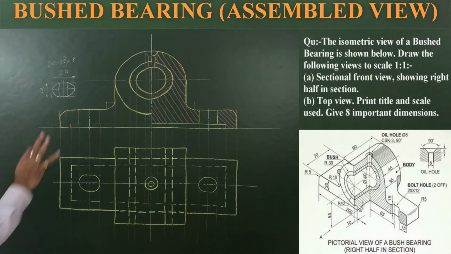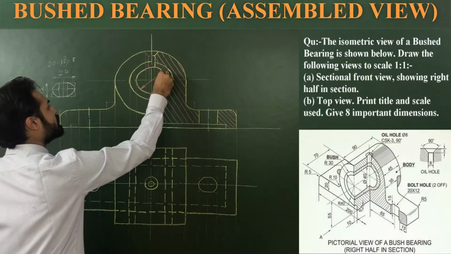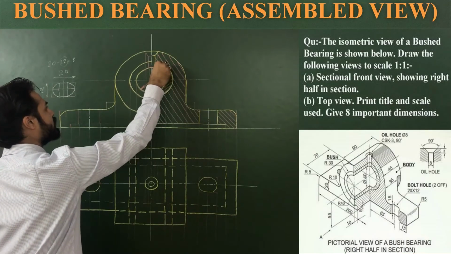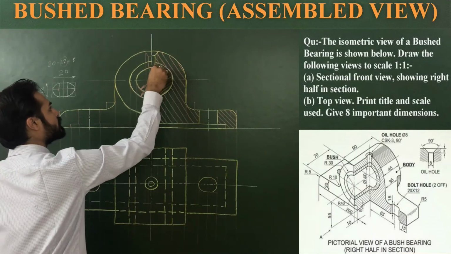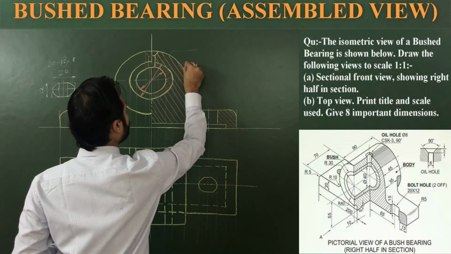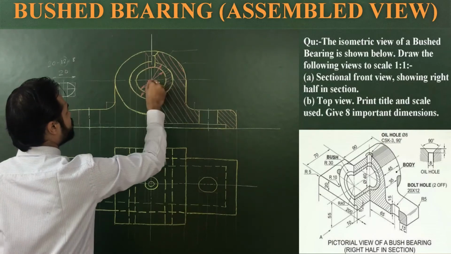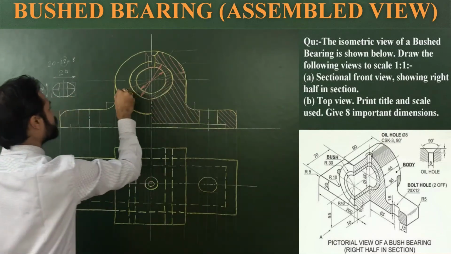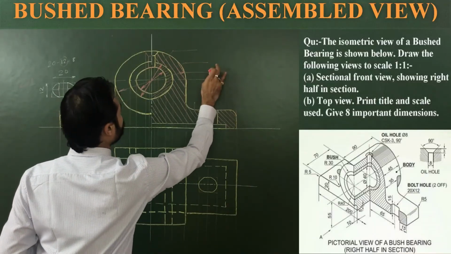Next, please do proper dimensioning and please show every dimension. Every dimension means all. Starting from the bush: the diameter of the bush, internal diameter, external diameter of the bush, then third is the diameter of the cylindrical part of the body.